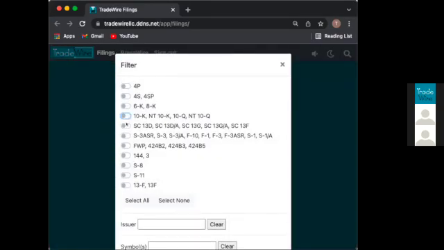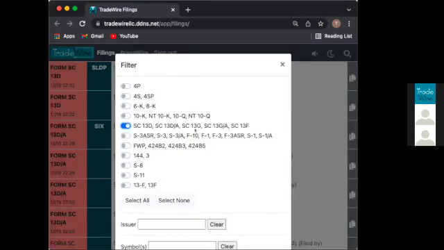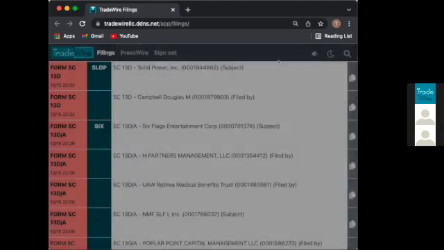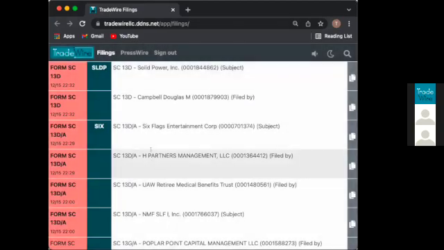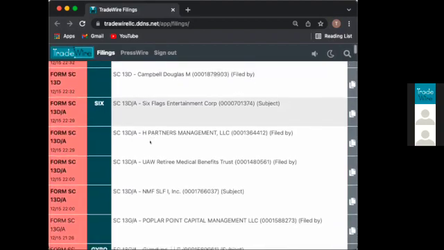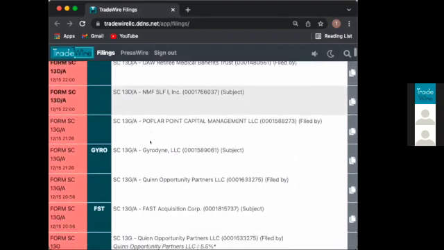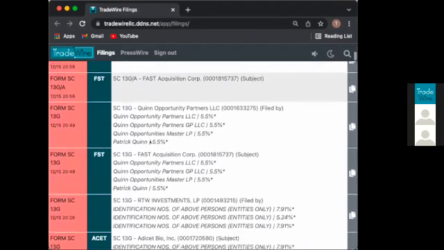Taking a look here, I know Milton sometimes talks about these 13Ds and 13Gs on Trade Exchange. So again, 13Ds, 13Gs, what are these? These are when somebody, it doesn't have to be an insider, it's basically an investor or a public company or anybody, purchases more than 5% of a company.